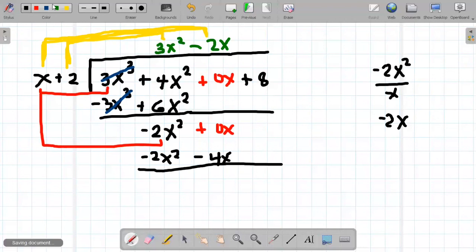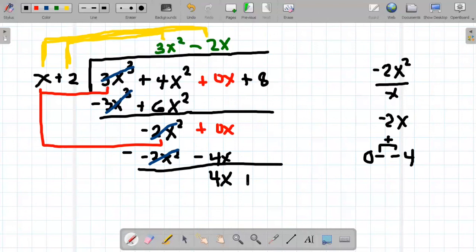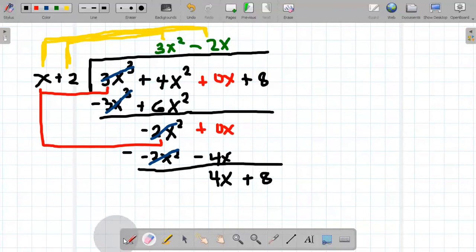Then we subtract. So when you subtract, this is canceled. Then you have 0x minus negative 4x. So 0 minus negative 4 becomes plus. Therefore, 0 minus negative 4 is positive 4, and then copy x. Then you bring down positive 8.